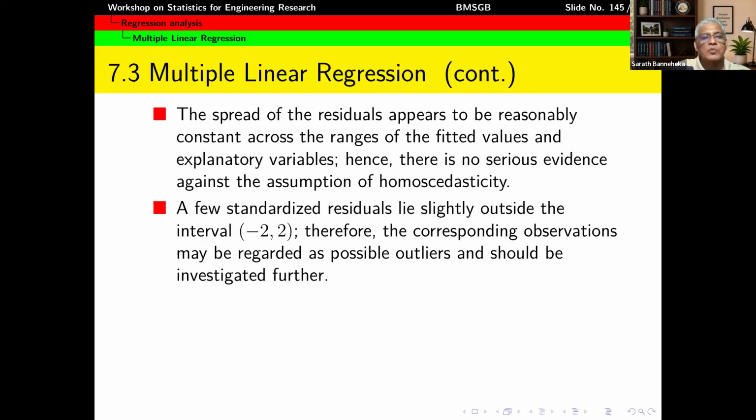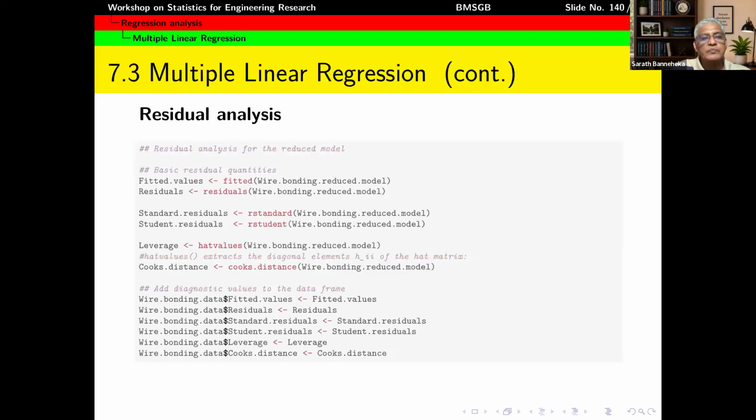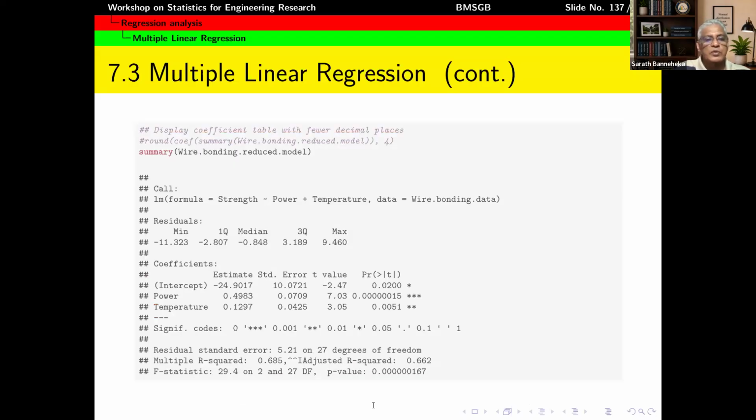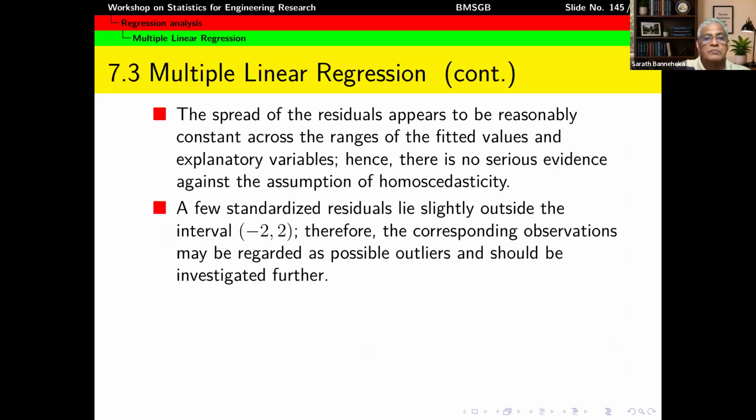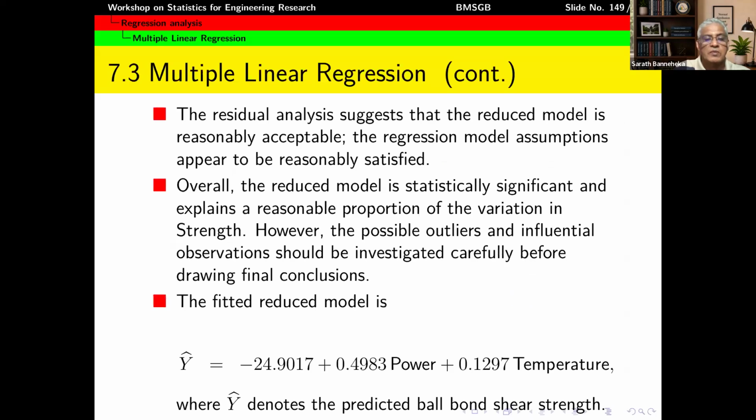So these are coming from this output here, right? So this is the estimated constant term. This is the estimated parameter that comes with the power. This is the estimated parameter that comes with the temperature. So therefore, we can interpret, for example, the effect of these variables, right?